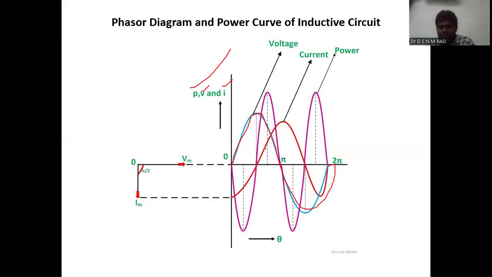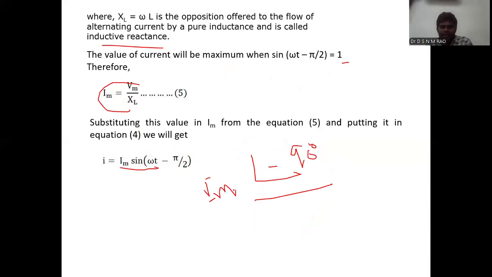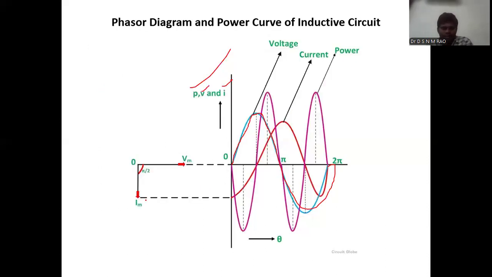This blue color curve represents the voltage signal. Then the current signal, which we just derived, is Im at an angle of minus 90 degrees. The current signal starts from minus 90 degrees, which means the phase angle between the voltage and current is always 90 degrees. After 90 degrees only, the current signal will start.